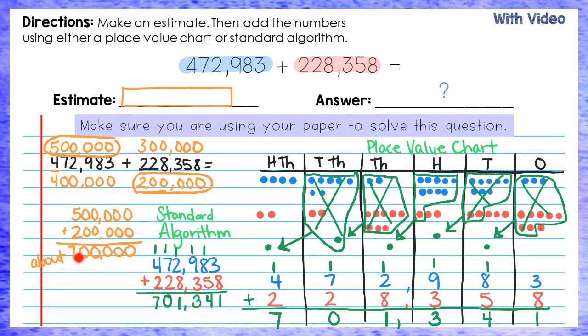And we're going to check, is our estimate close? Yes, 700,000 is very close to 701,341. So we know that we did that correctly. Go ahead and write your answer to the problem here. Now just a reminder, you do not have to do the place value chart every time, but it does help some of you a lot, so I recommend it if it helps you. If you can do standard algorithm, that's fine, but everyone must estimate.